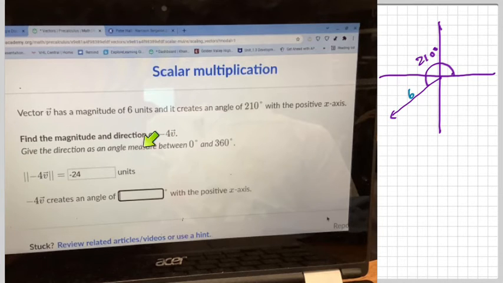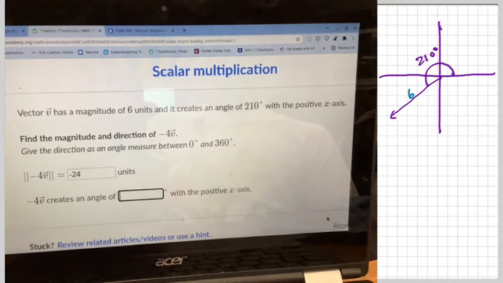Okay. So what would happen if we multiply our vector by -4? Well, it would make the vector, this guy, 4 times longer. So if it makes it 4 times longer, what would its length be?